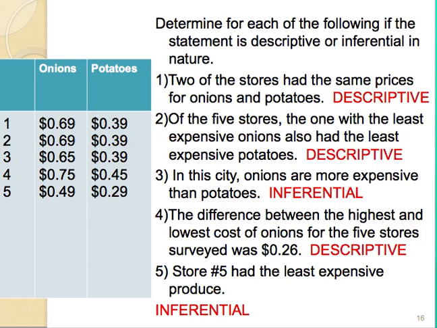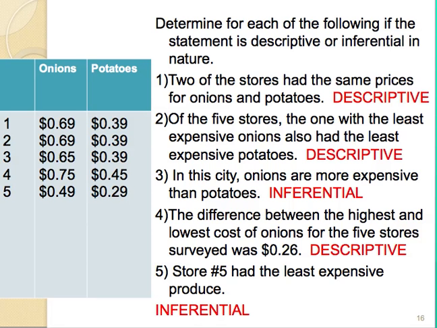Number 3, in this city. Now realize you have gone outside of the 5 stores and you're now talking about all the stores in the city. You said in this city, onions are more expensive than potatoes. So you have used information that you gathered from the 5 stores and you have made a generalization about all the stores in the city. So this is inferential statistics.